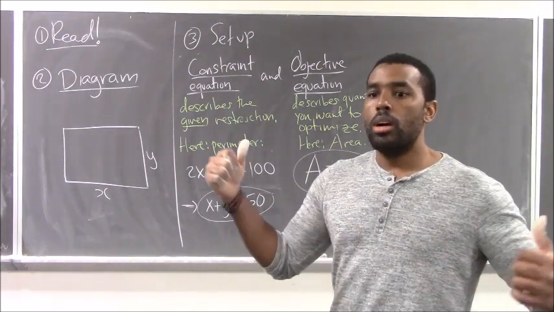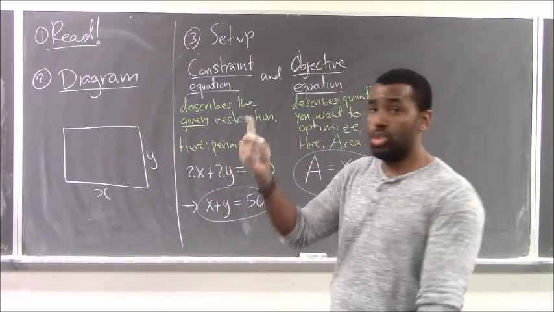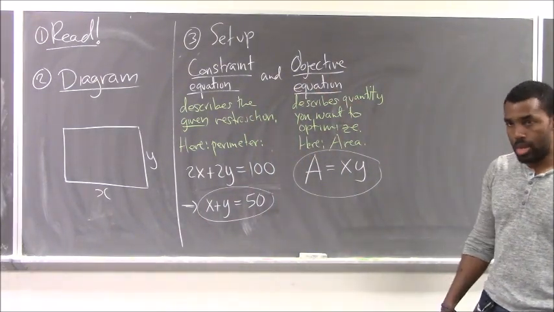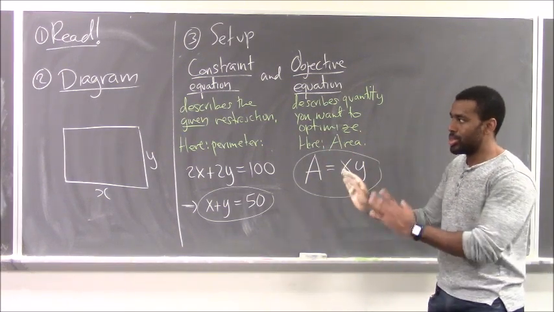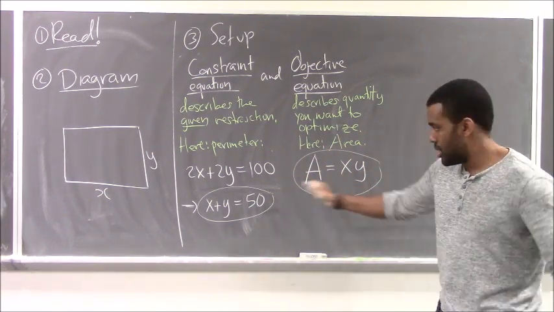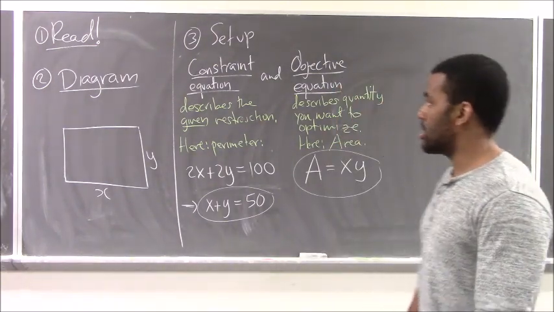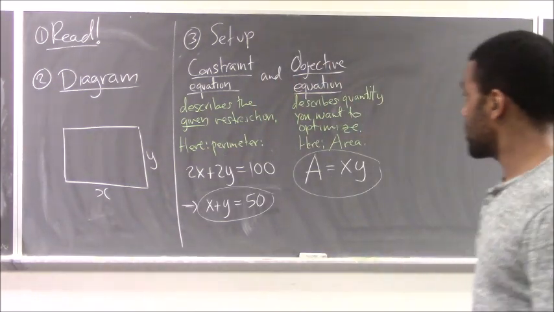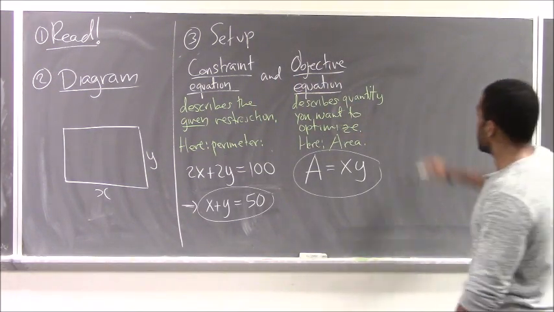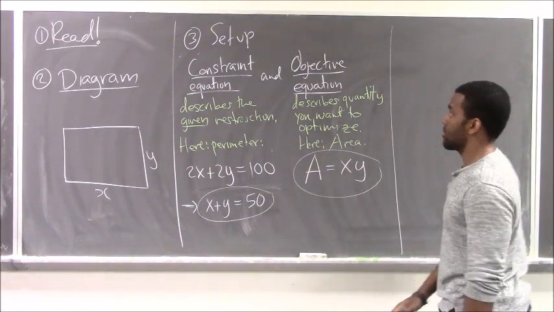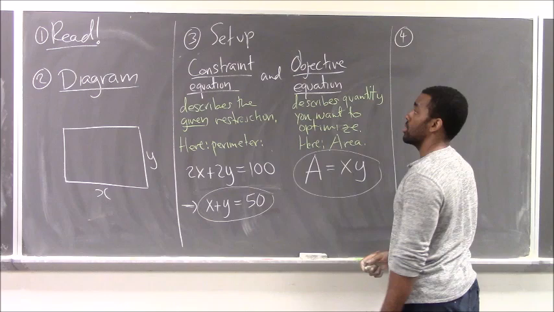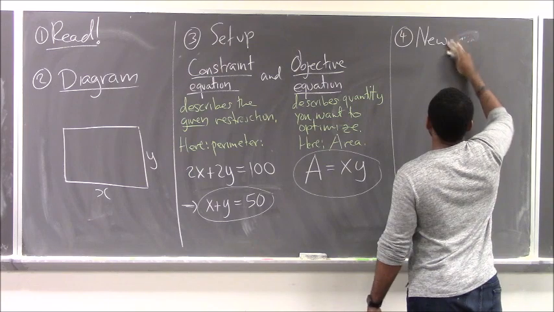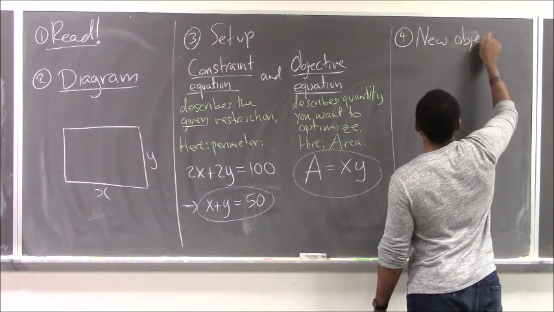So for this kind of problem, you actually need 2 equations. A constraint equation and an objective equation. Now, hopefully, why these 2 are the equations we need in this case is clear. But if not, just drop a question down below or email me. So, those are the 2 equations. Now, step 4. You're going to create a new equation. In fact, it's going to be a new objective equation.